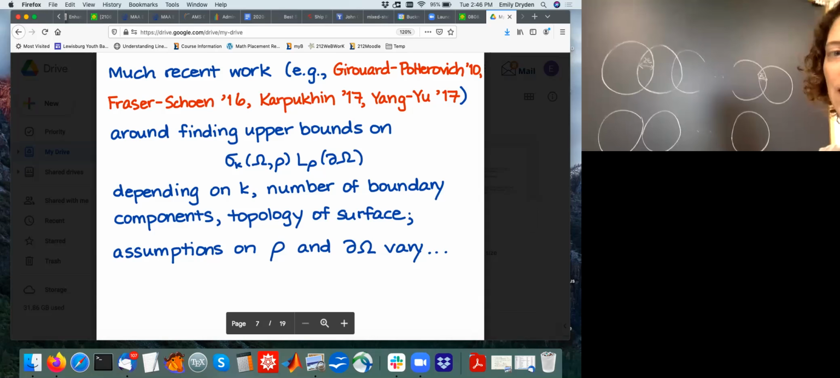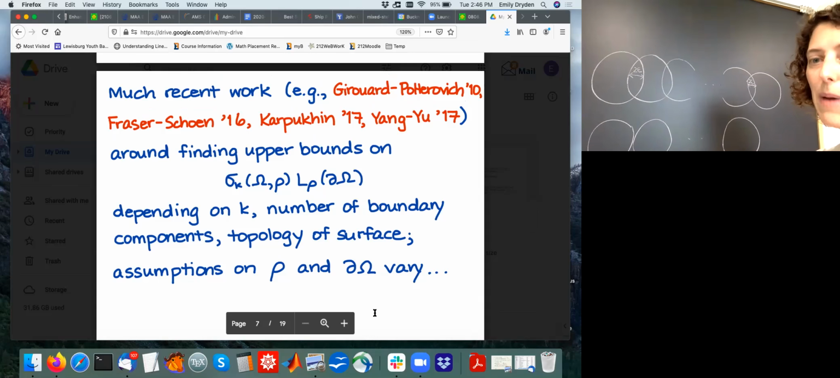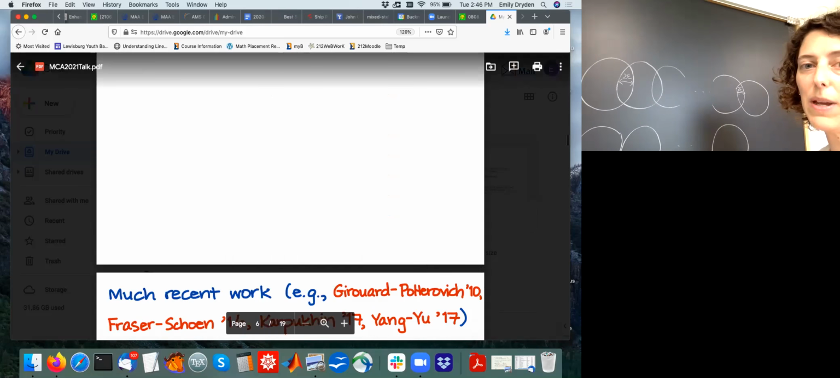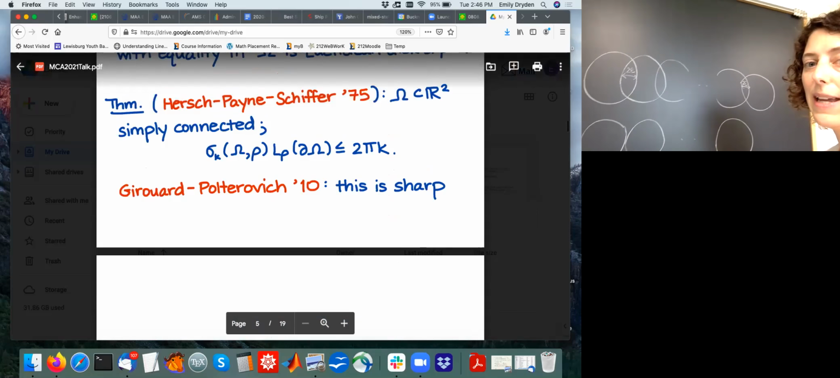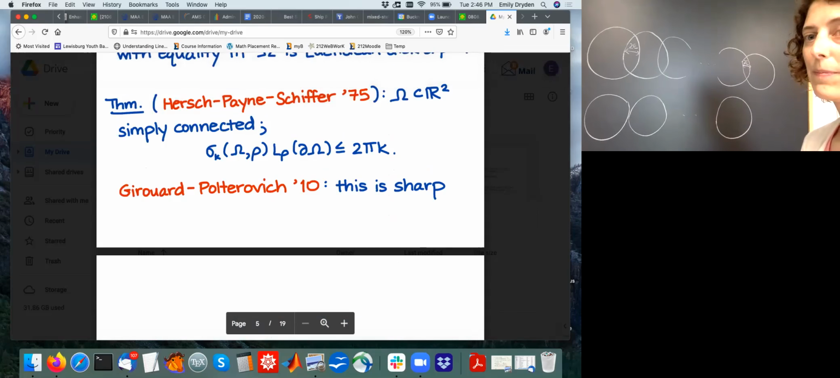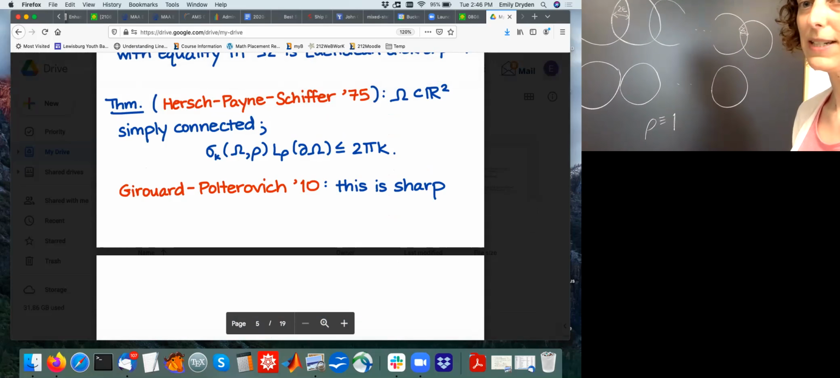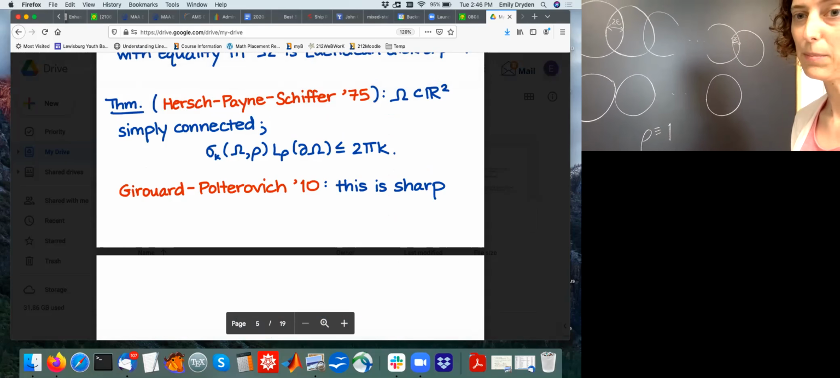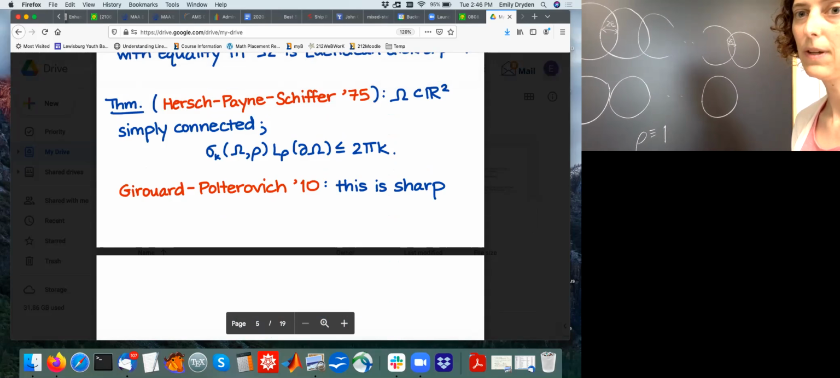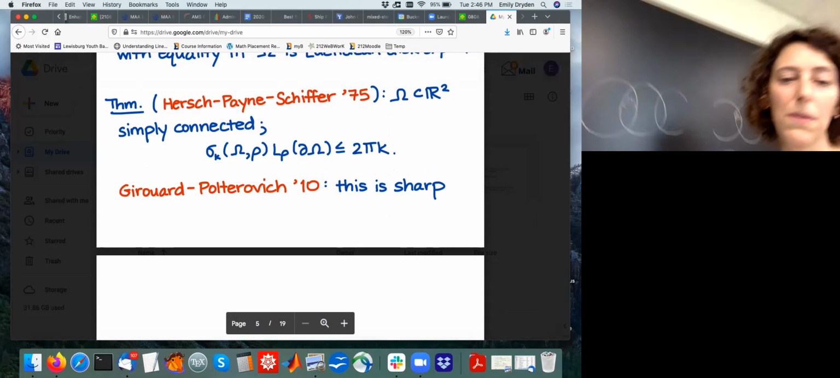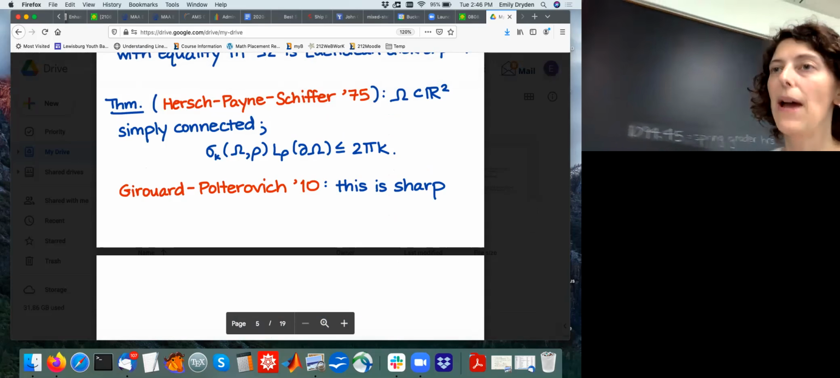So that example shows that the bound given by Hirsch, Payne, and Schiffer of 2 pi k is in fact sharp. And here I should mention they take rho to be identically 1 for those examples. So we have nice sharp bounds.